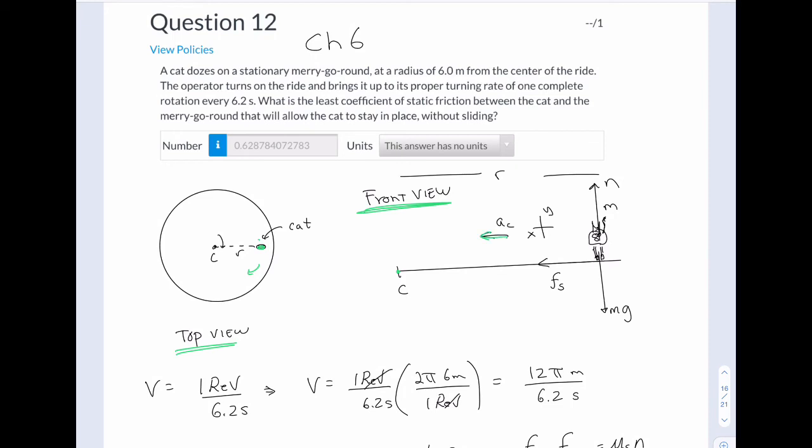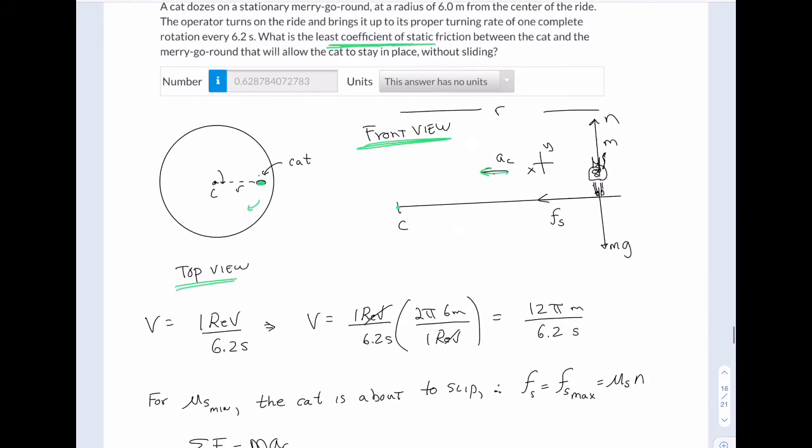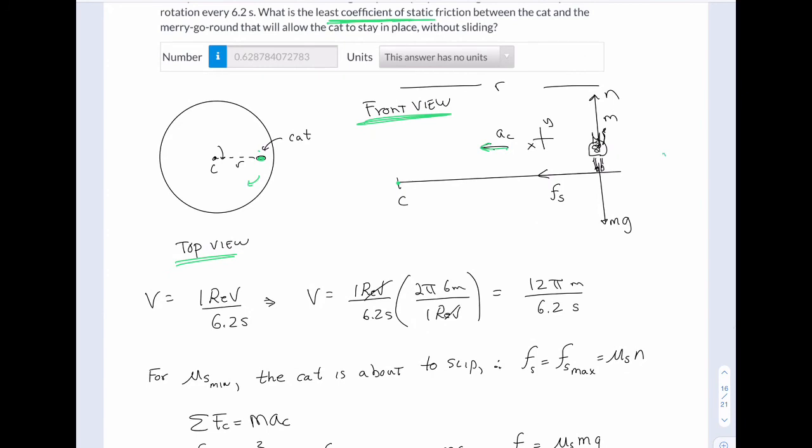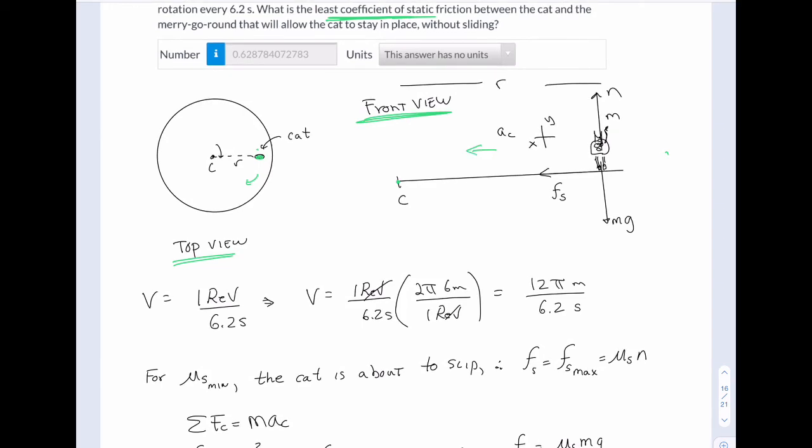So they want to know what's the smoothest this surface can be for the cat at that radius, at that speed. They give me a speed. Okay, what's the smallest the coefficient of static friction can be before this thing begins to slip? So that's a Newton's second law problem. So I have my picture, forces, coordinate systems based on the acceleration, okay, which is toward the center. So I didn't have to break up anything.